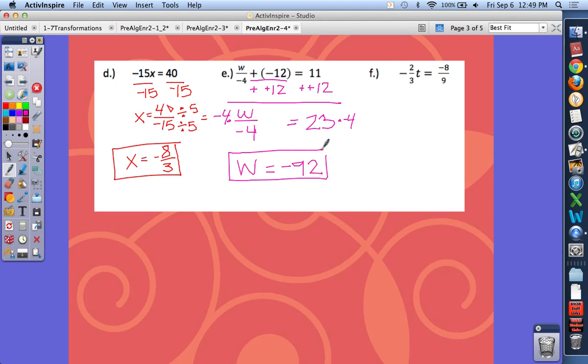On this last one, hopefully you weren't intimidated by these big bad fractions here. I want to get T by itself. Technically, I'm multiplying by 2 and dividing by 3, okay? An easy way to get rid of a fraction is to multiply. I want you to write this in. Multiply by the reciprocal.